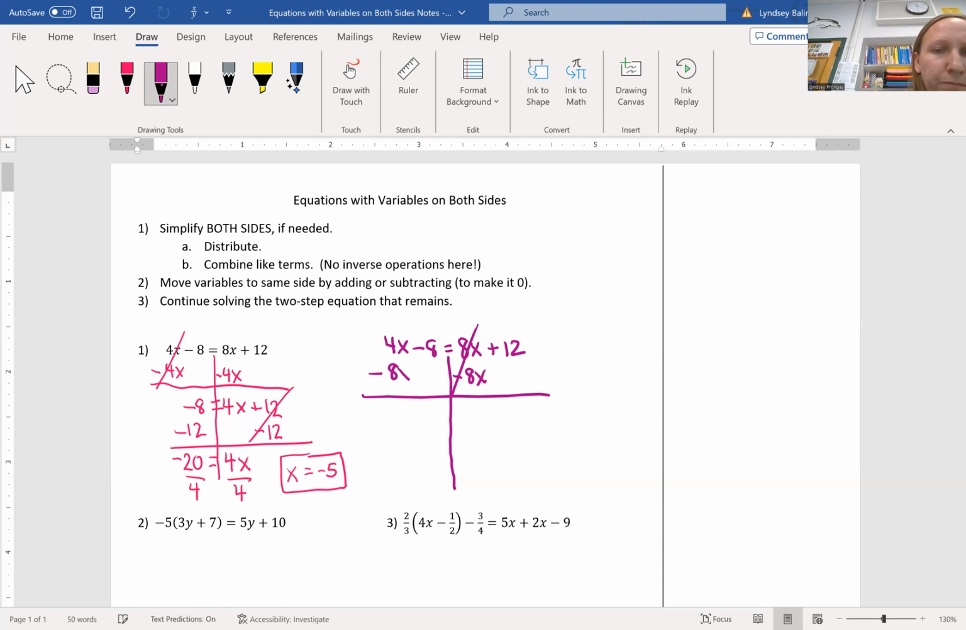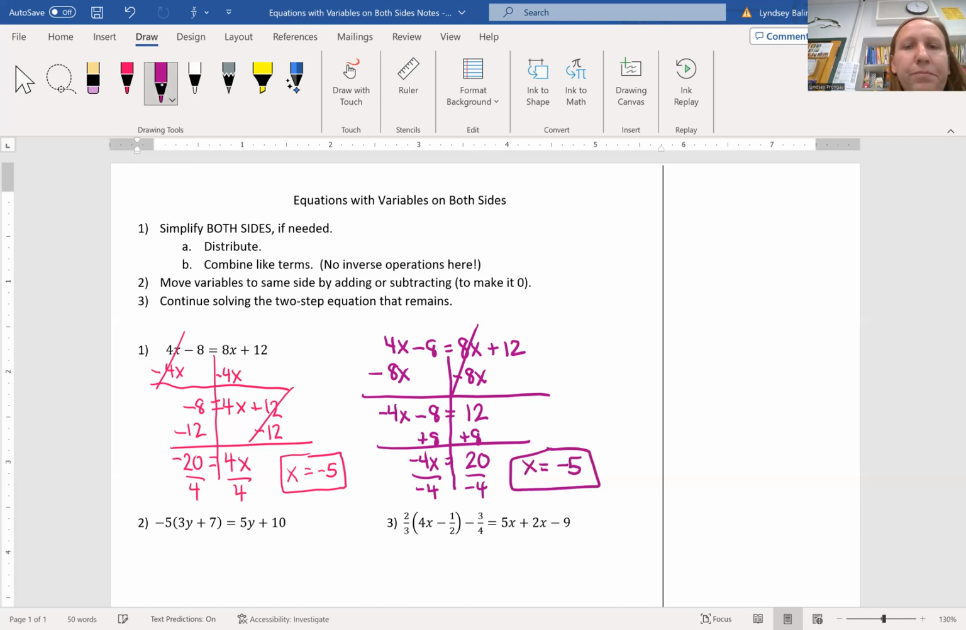I'm going to do it over here. Okay, and what ends up happening is we get a negative 4x minus 8 equal to a positive 12. So it should look familiar, just kind of everything has opposite signs. Now I'm going to get rid of that minus 8 by adding 8. So negative 4x equals 20. And then final step, get rid of that multiply by negative 4 by dividing both sides by negative 4. And x still equals negative 5.